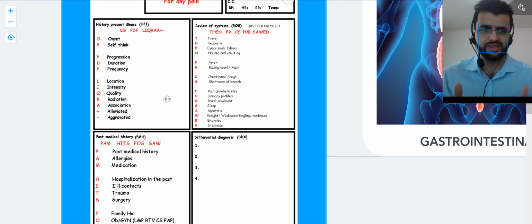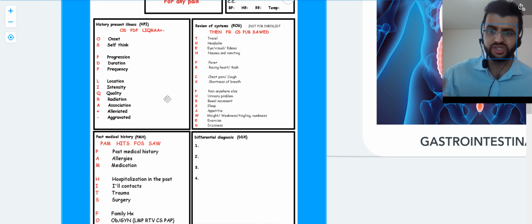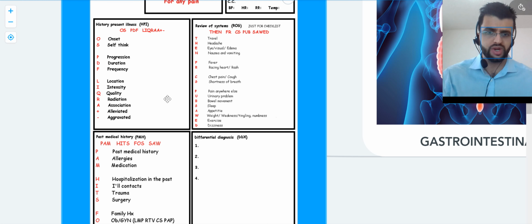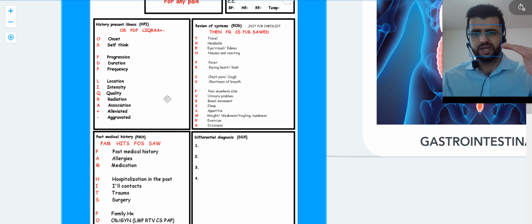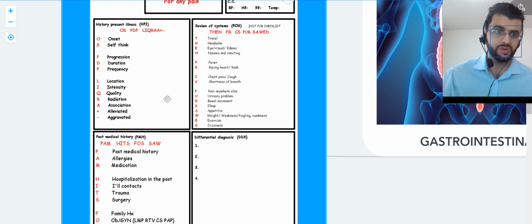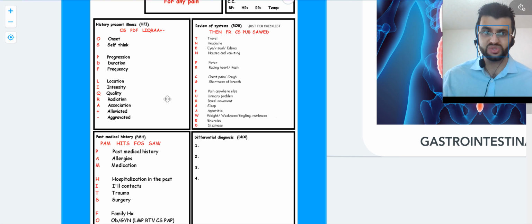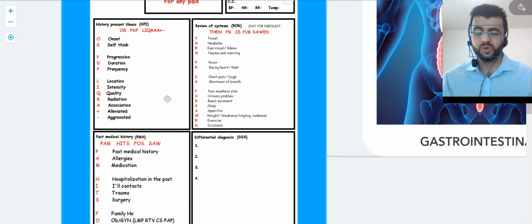This is very important. L for the location of the pain. Where is it? Is it right upper quadrant, left lower quadrant, or right lower quadrant? There are differentials based on the locations. Intensity. How bad is the pain? Is it 10 out of 10? This could be something serious, could be peritonitis or something dangerous going on, or it could be just light, just 2 out of 10.